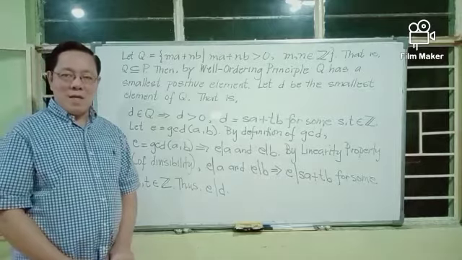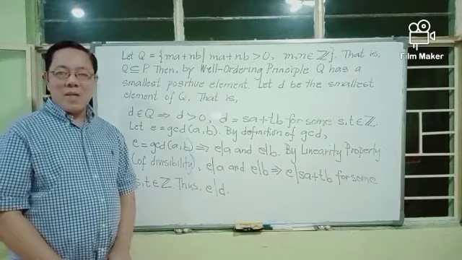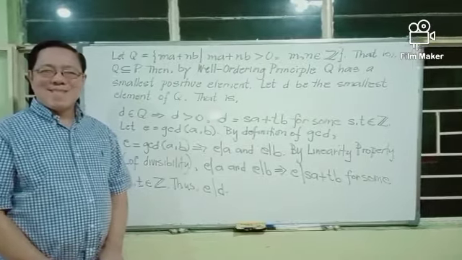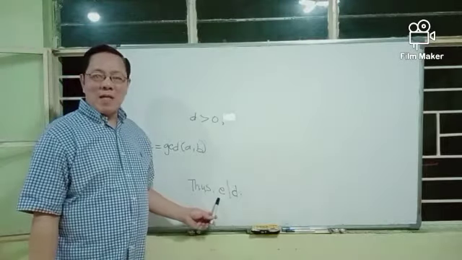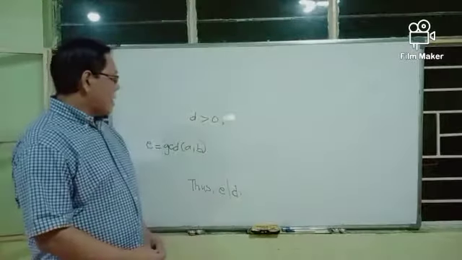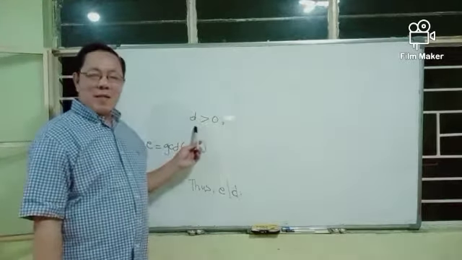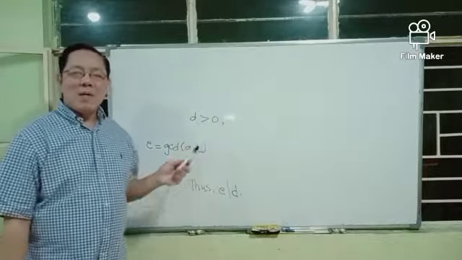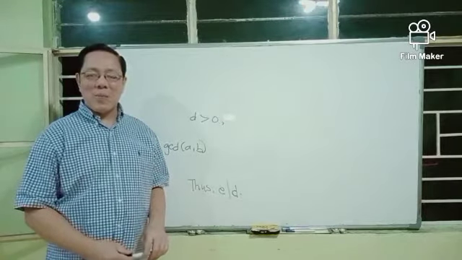D divides E. And if we can show that E divides D and D divides E, then E must be equal to D. So far we have shown that E, which we let as the greatest common divisor of A and B, divides D. And earlier we took D as the smallest element of Q. Therefore, we say D is a positive integer because Q is the set of all positive integers, elements of set P, whose elements are linear combinations of A and B.